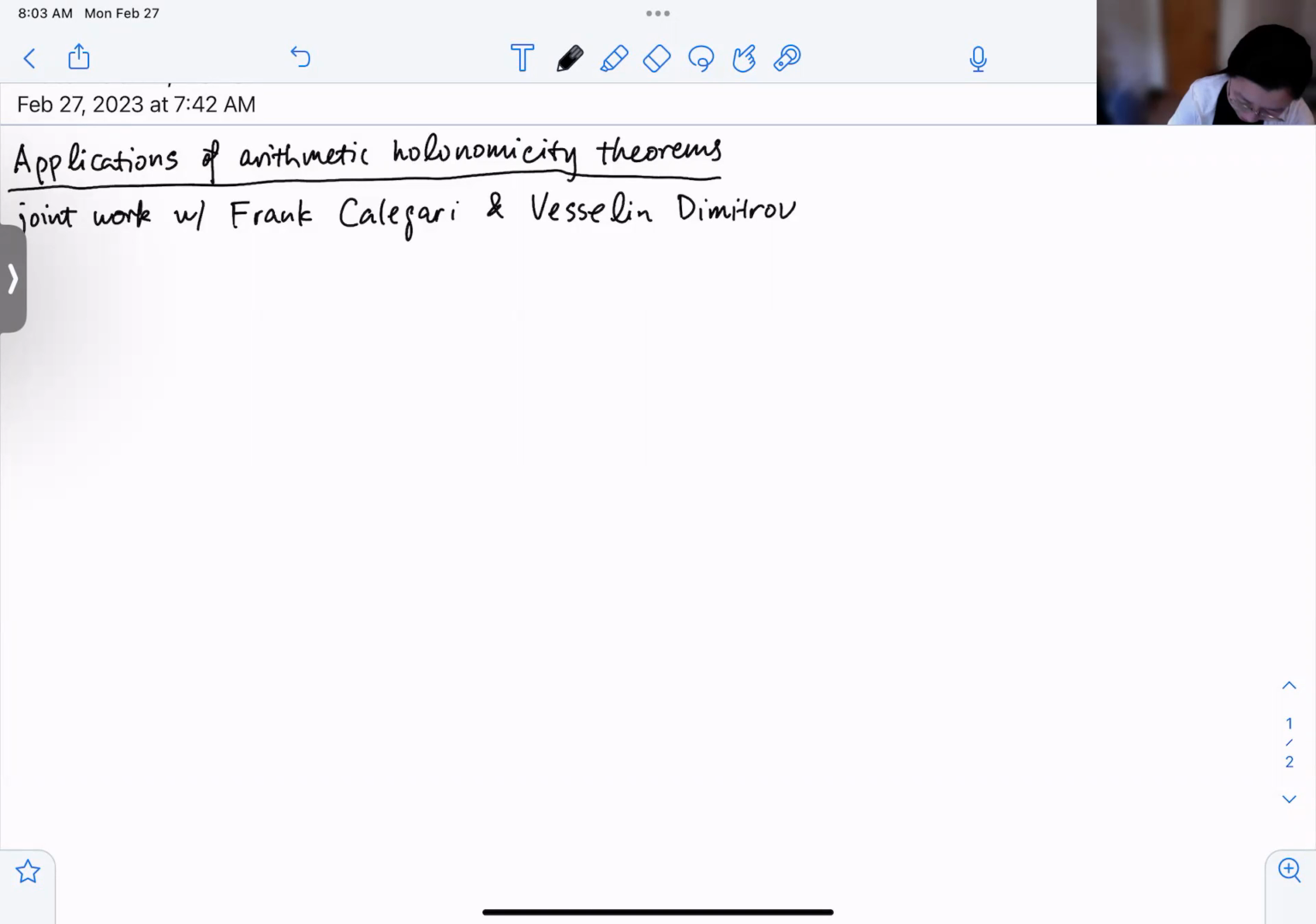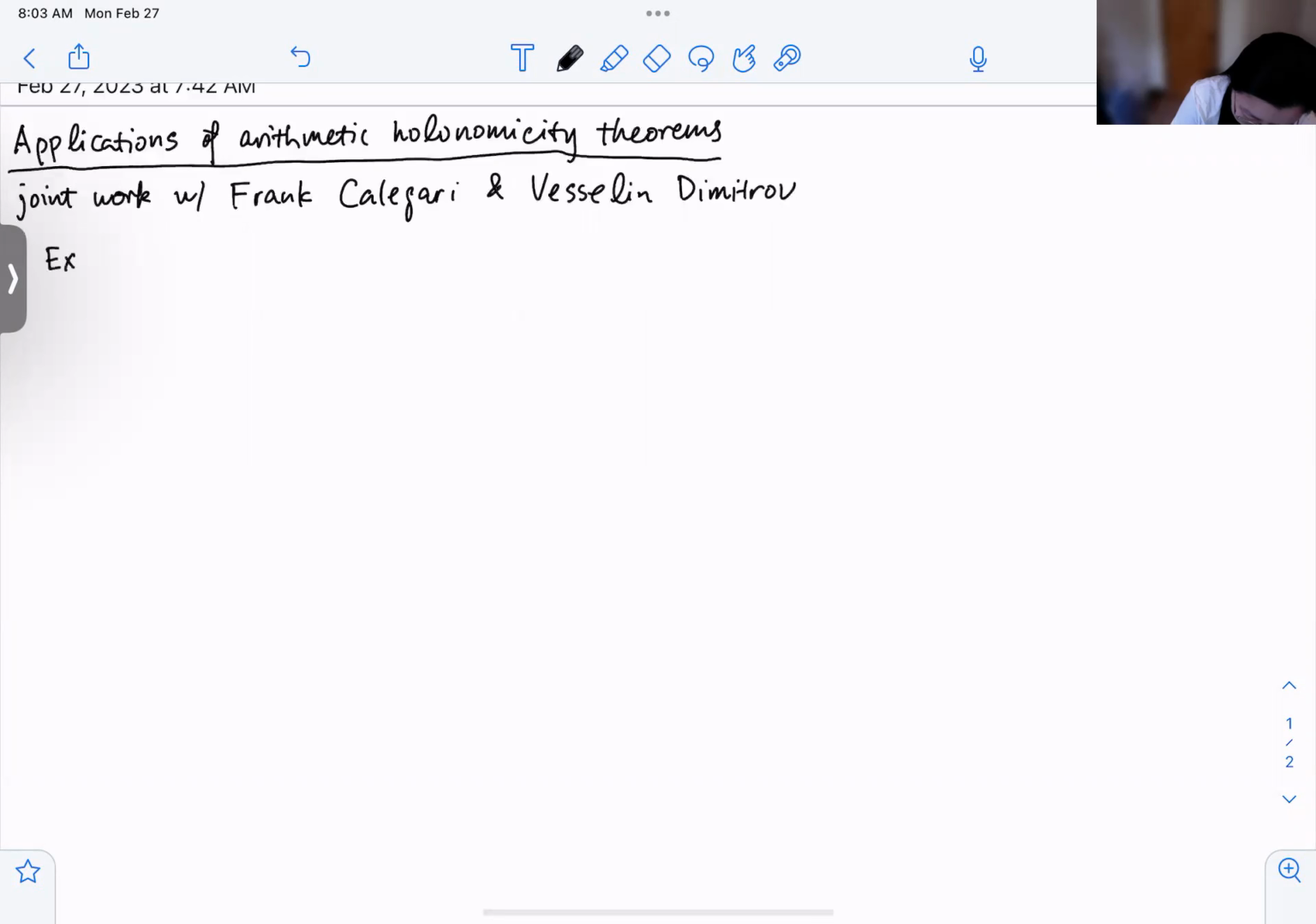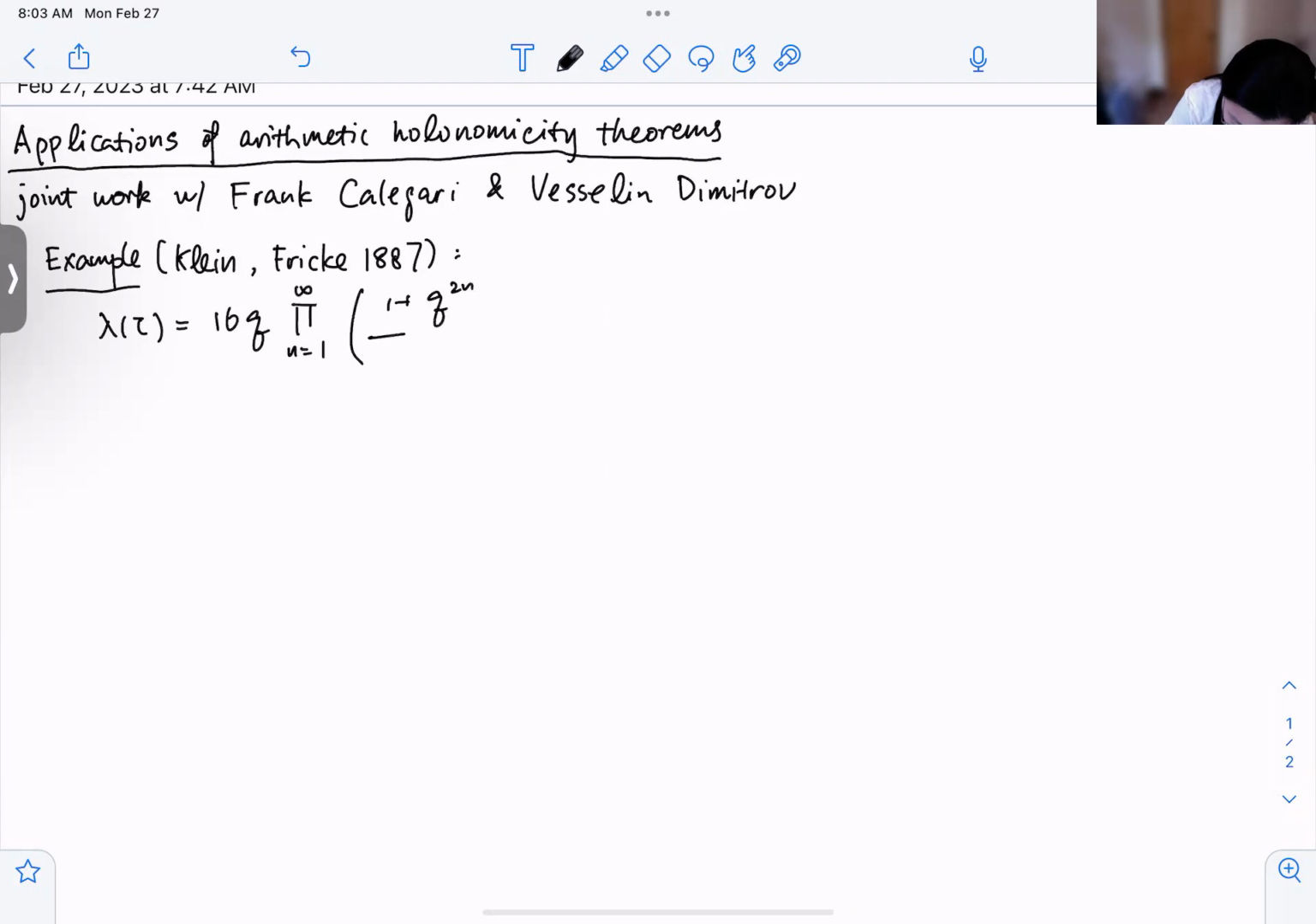Okay, so let me start from an example. This is a very classical example, going back to the work of Klein and written up in the work of Fricke. So the example is that we consider the modular lambda function. This is a q-expansion with all the Fourier coefficients being integers.